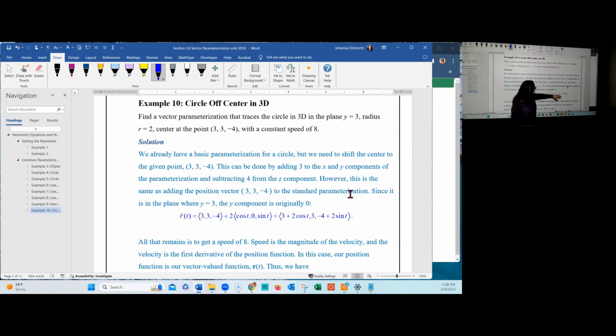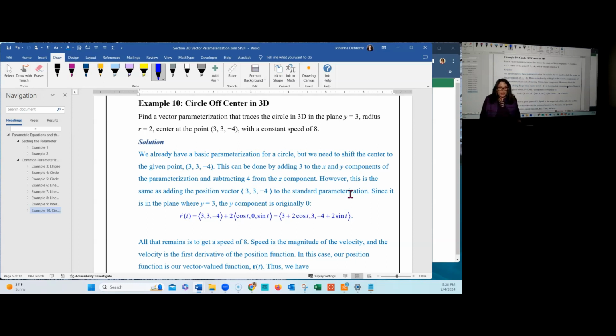Well, actually it's parallel to the XZ plane. So that would be in this one. And then the y component is 3. So -4 plus 2 sine of t for the z component. This is in a plane that's parallel to the XZ plane, so we use x and z instead of x and y for our parameterization. Notice that because it's in the plane where y equals 3, y stays 3.